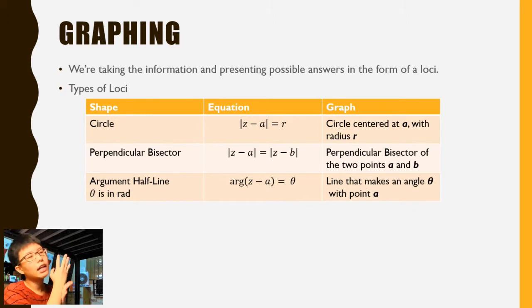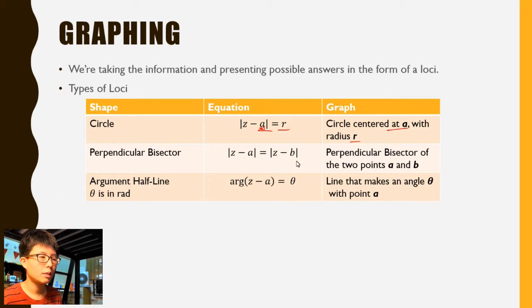In the A-level syllabus, not sure about the IB syllabus but I think it should be the same, there are three types of loci that we need to learn how to graph. The first one takes the shape of a circle, and the equation looks like this. The graph is a circle with center A and radius r. Don't be fooled by the modulus sign, because the modulus sign doesn't guarantee that it means a circle. You see A and you see r, so you see a circle with center A and radius r.